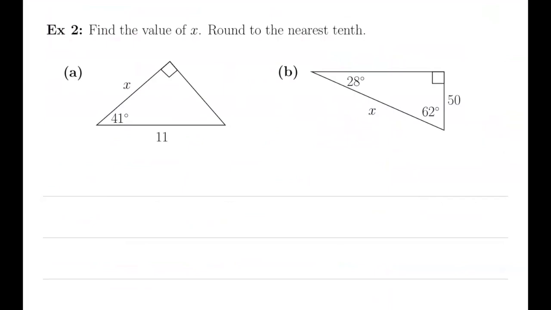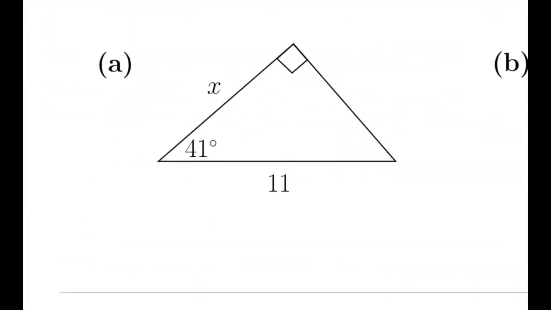All right, so let's do example 2. Find the value of x, rounded to the nearest tenth. So we've got this triangle, we have some angle, we have the length of the hypotenuse, and we need to find the length of this leg right here. And what leg is this? Is it opposite the angle 41 degrees or is it adjacent?